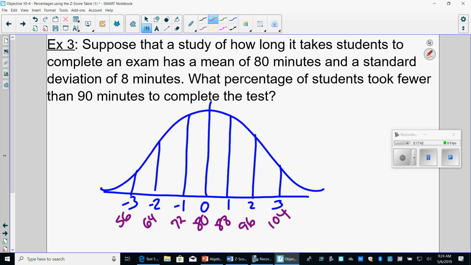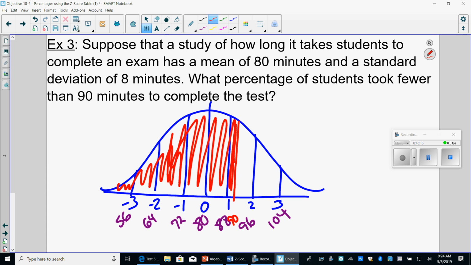I encourage you to, because it will help you, especially when we get into shading less and shading greater. Mark 90. So here's 90. Is this one going to be good by the picture? No, why not? Because it's not on the line. It's going to be in between. So you're going to need to use your z-score and your z-score table. I want to know what's less than. So let's shade less. So I want all of this, this, this, this, and that little piece right there. Okay? What's going to give me less than, by the way?